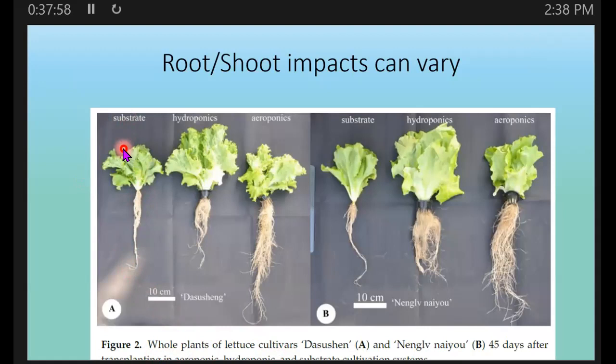Mixture of peat and perlite was the substrate, so those are plants grown in peat and perlite. And then they had a hydroponic system and then an aeroponic system. And you can just see by looking at these two different varieties of plants here, you can see obvious differences, especially in the root, but also the shoot. And so again, the type of aeroponic or hydroponic system that you grow your plants in can make a difference in terms of how the shoots behave versus how the roots behave.